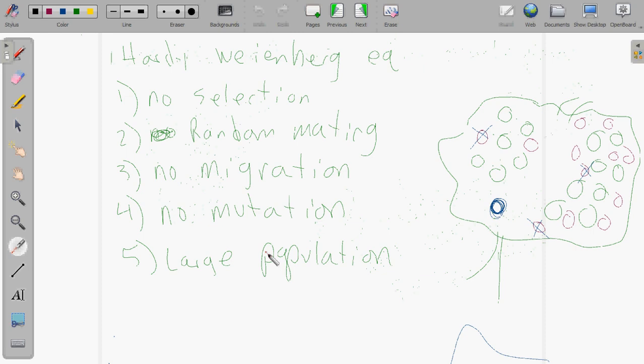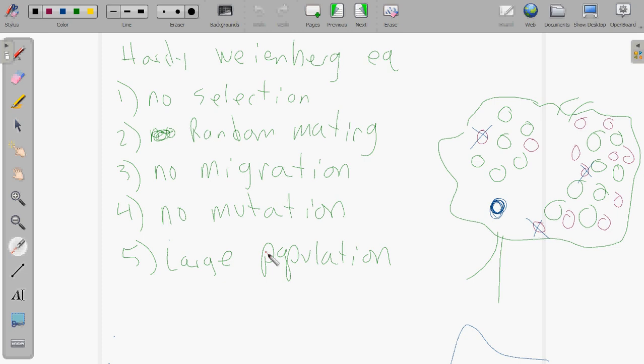Hardy-Weinberg equilibrium. Hardy-Weinberg equilibrium states that a population's gene frequency will not change if there is no selection. Every member of the population has the same chance of survival. And random mating, which means that there is no preference.